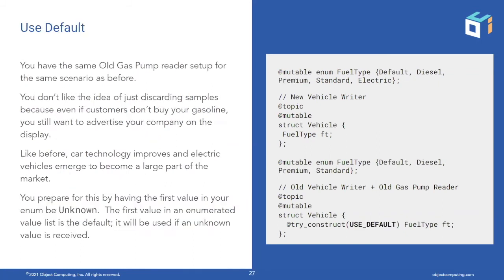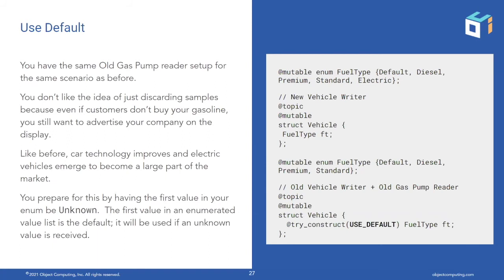So with use default, we have a similar scenario with the gas pump, except you don't like the idea of just throwing away samples. You want to do something with those samples. And so you've come up with the idea of, well, we'll just flash our advertisement on the display of this gas pump if we receive something that is not one of the 3 fuel types that the gas pump distributes.